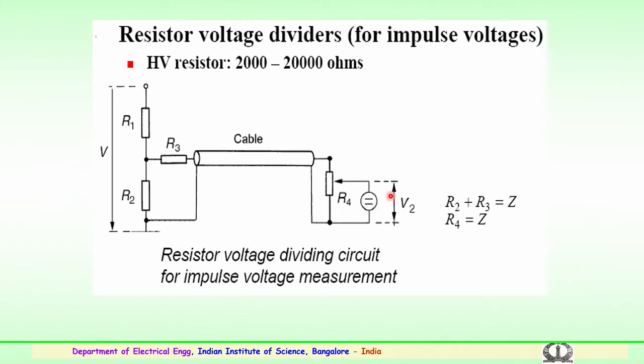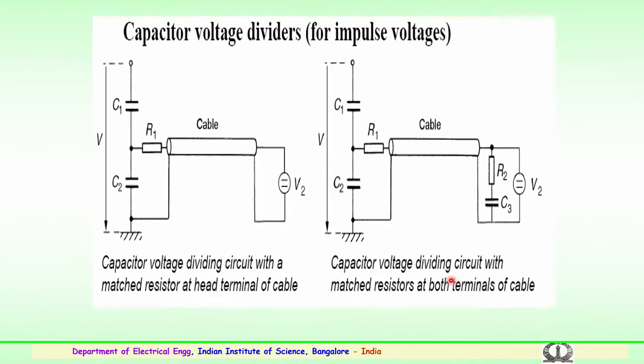For measuring impulse voltages, the compensation or the cable being used has to be properly used with the terminations and suitable terminating resistors or impedances. For capacitive dividers, again for impulse voltages, as discussed with C1 and C2, we use a resistance R1 at the beginning of the cable for the measurement and to obtain the voltage. Again, suitable termination is needed depending upon the impedance of the cable being employed.